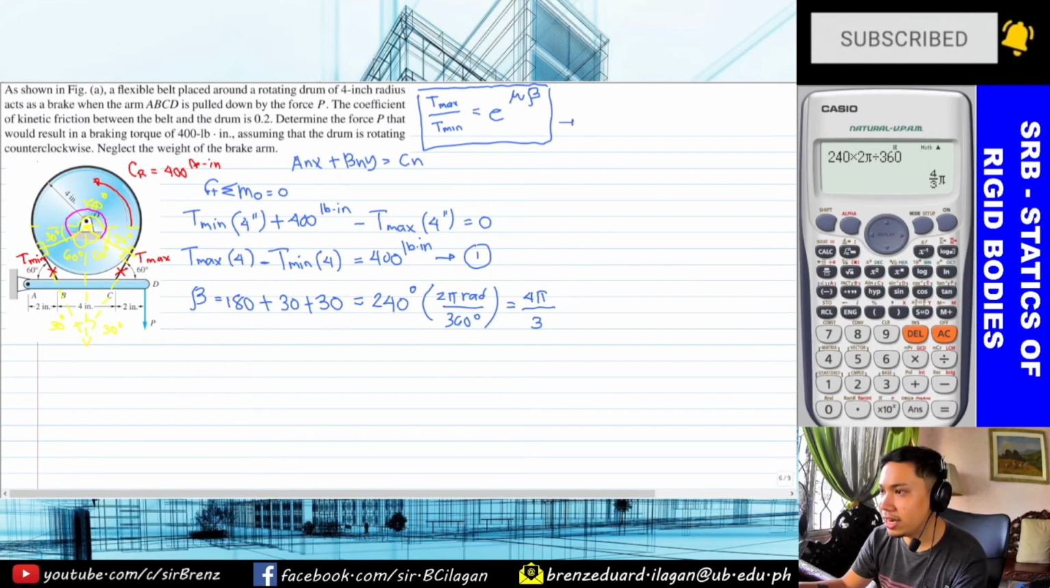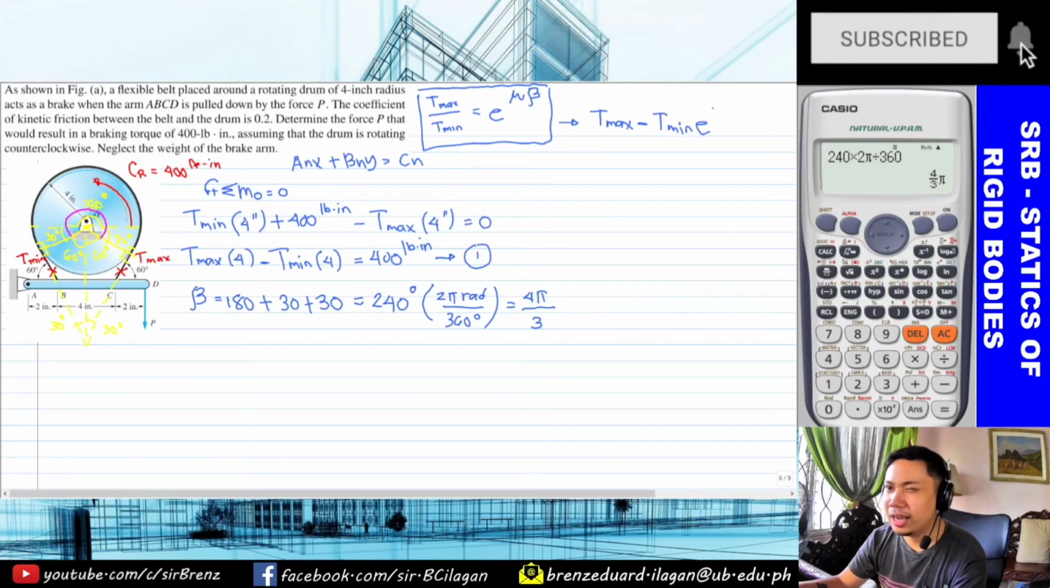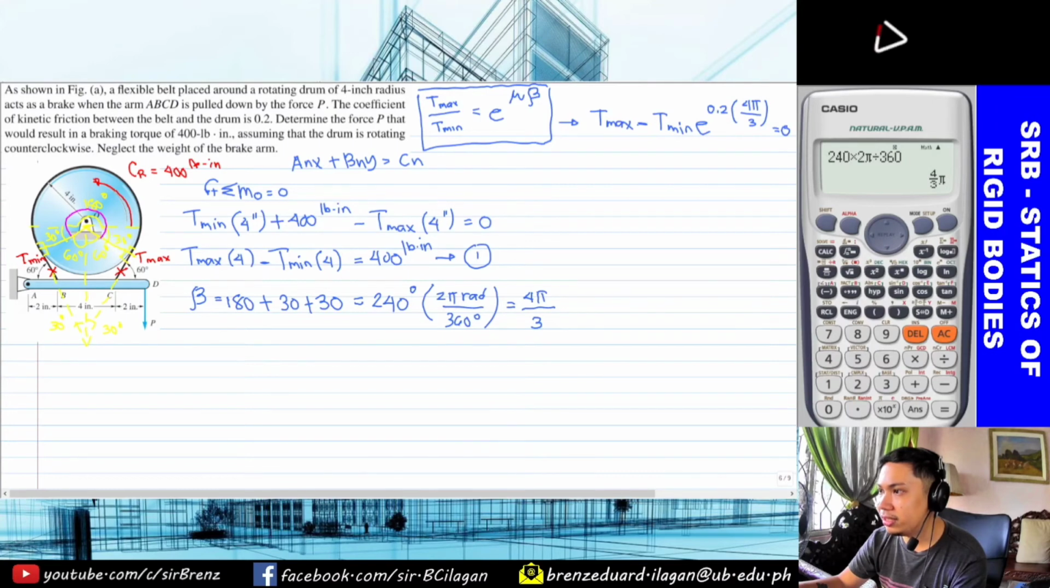Let's write it here on the side. That is T max, cross multiplication lang. Equal, and then I transpose to the other side, so it becomes minus T min times e raised to mu, which is 0.2, times the beta that is 4 pi all over 3. Guys, don't get confused about why it became minus.